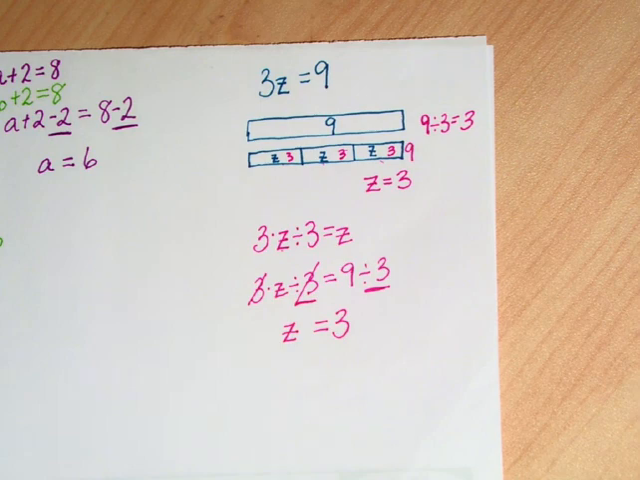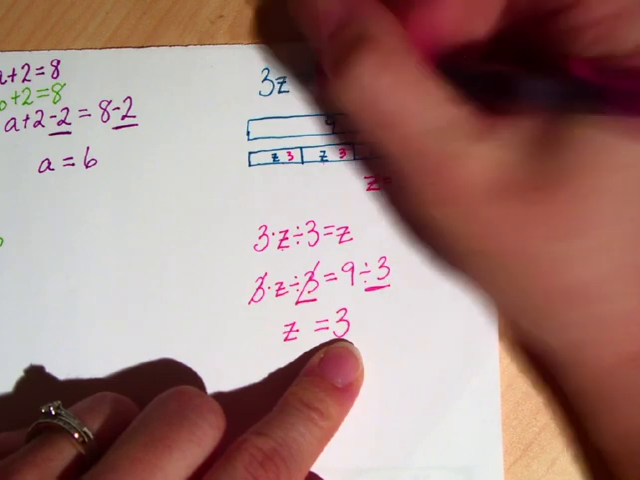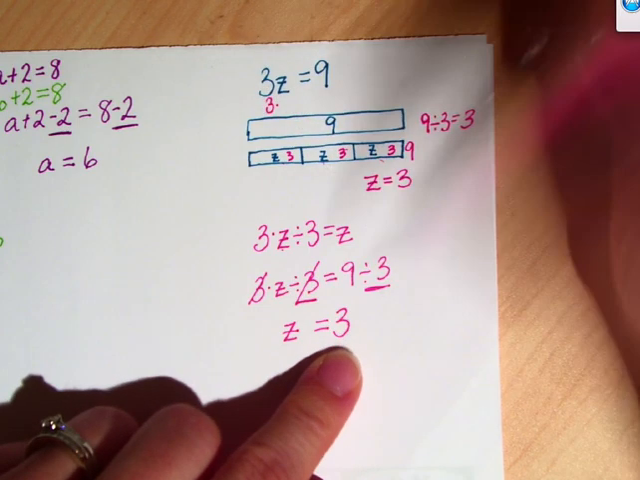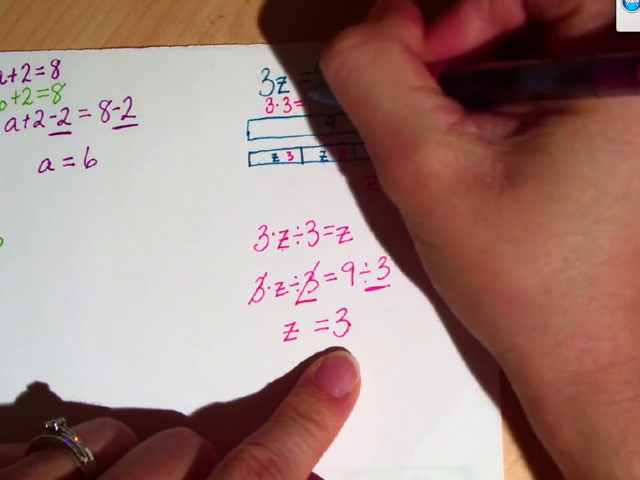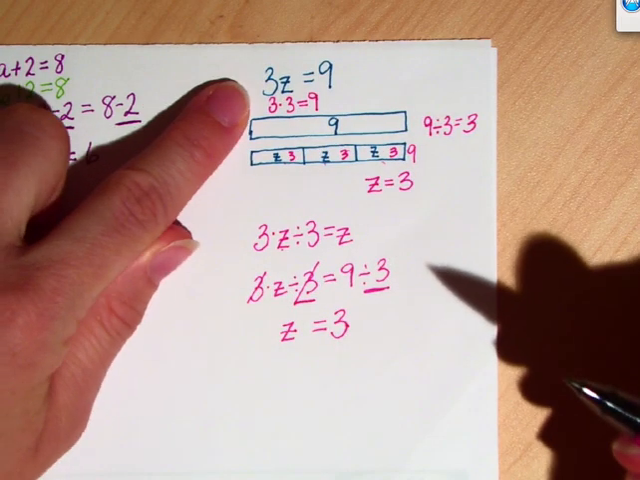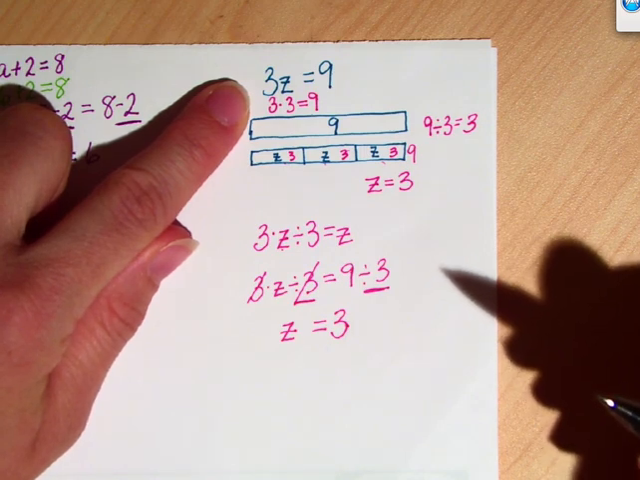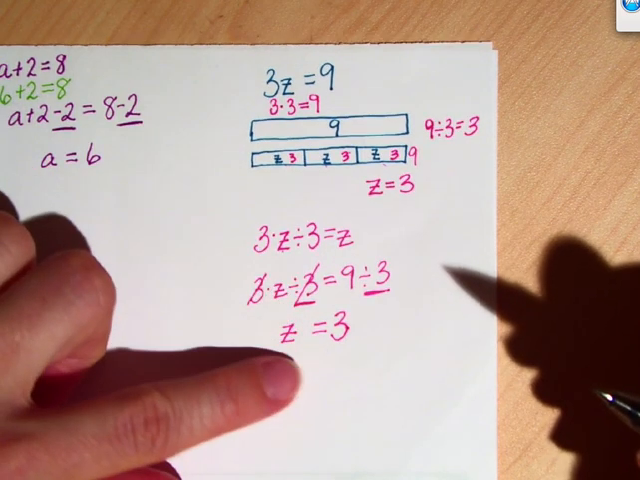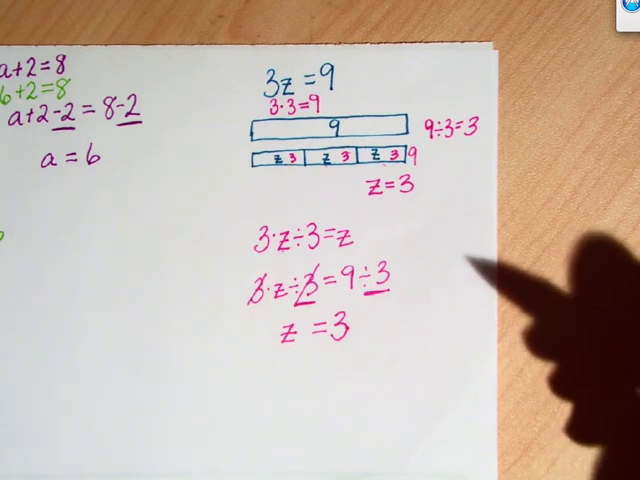Now let's plug in and see. So if we plug this number 3 in, we're going to substitute it in for the z up here. Then we have 3 times z, which is 3, equals 9. Is that true? Well, yes, 3 times 3 is 9. So we know that this answer of z equals 3 is correct, and it works.